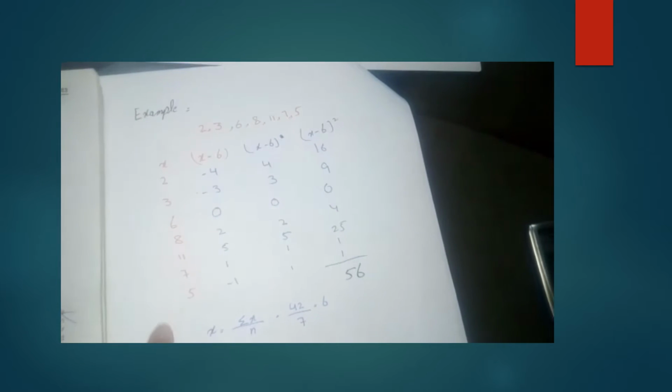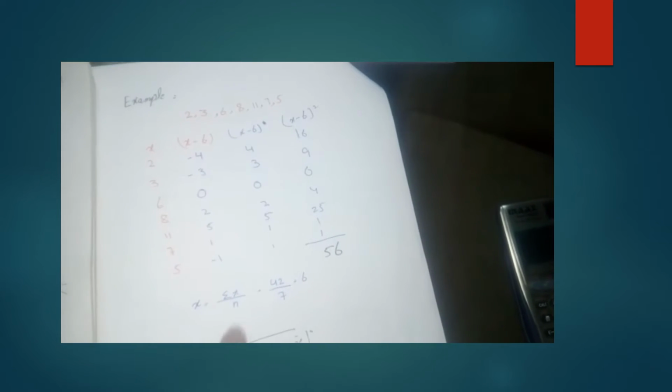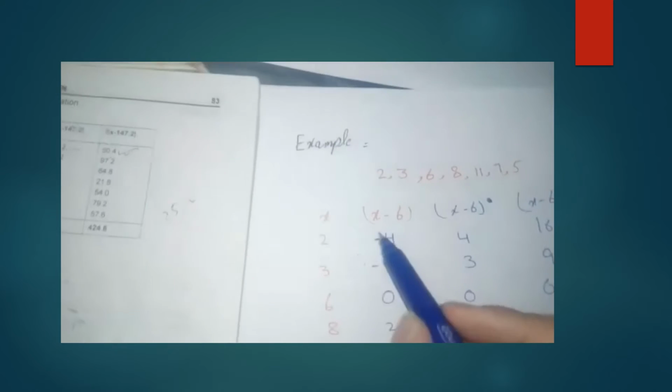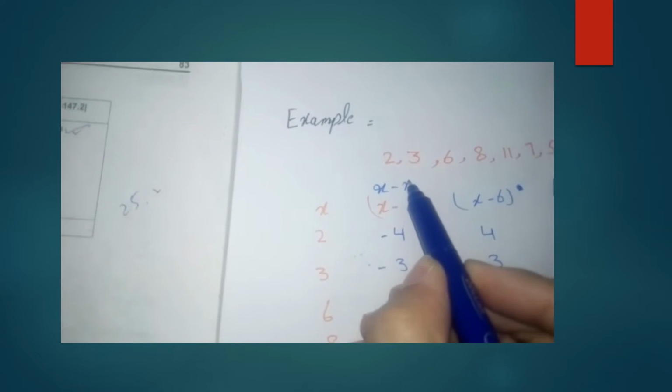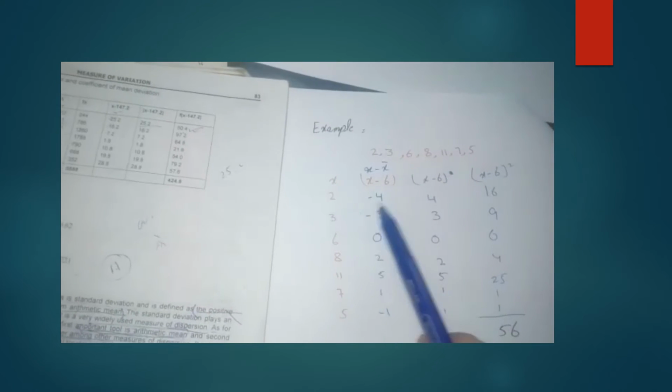First step is to calculate the mean, and the formula of mean is summation x divided by n. Summation x is 42, total number n is 7, and the answer is 6. So the mean is 6. The next step is x minus mean: 2 minus 6, 3 minus 6, 6 minus 6, 8 minus 6, and so on. Then we take the modulus.